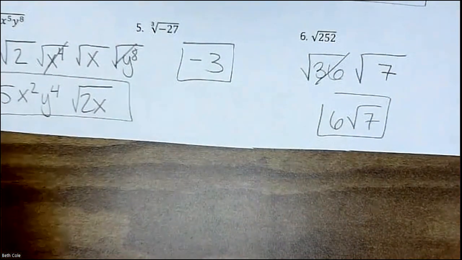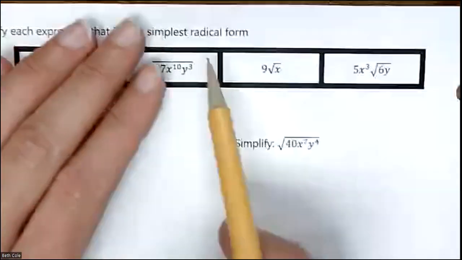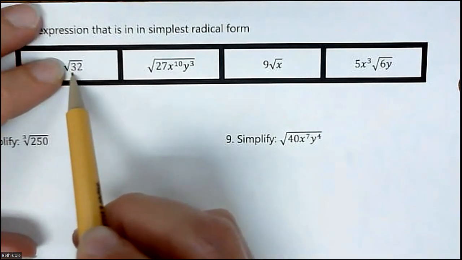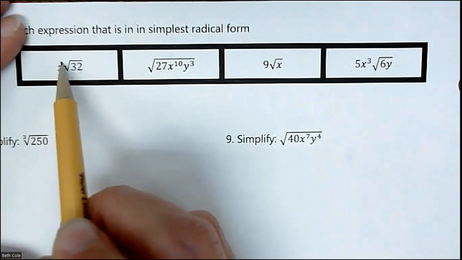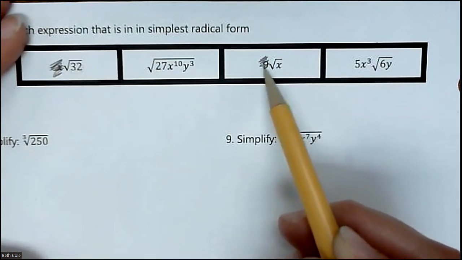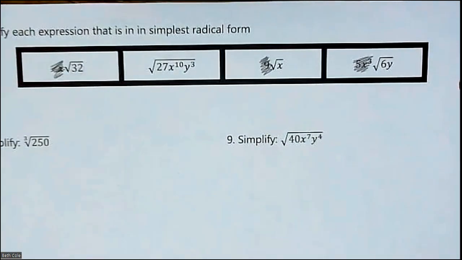Ooh, this is going well. I like it. All right, flip over. Now this is identify each, so there could be more than one, that is in simplest form. What that means is you can't simplify it any further. All you need to look at is what's underneath the root. So look, this one, you can get rid of that x. This one, you can get rid of that 9. And this one, you can get rid of that 5x cubed. You're only looking at the part underneath the root.